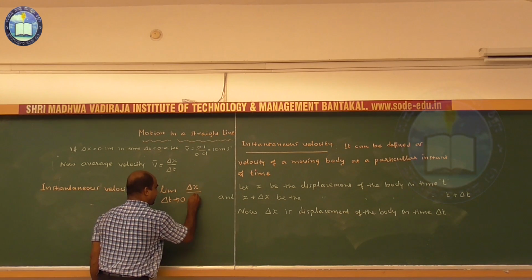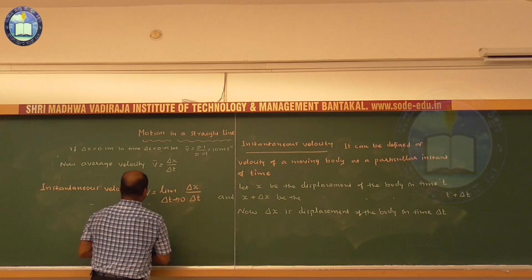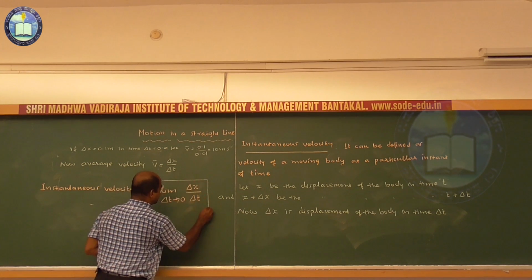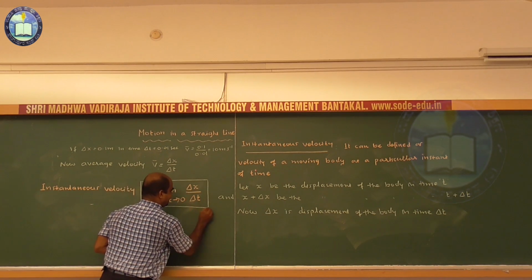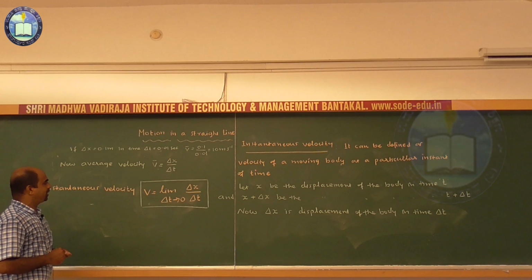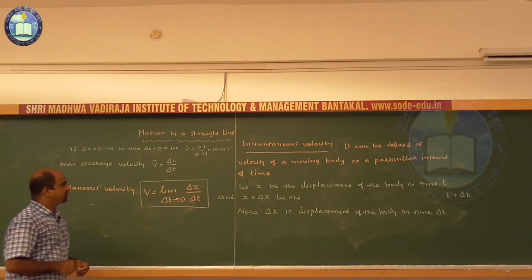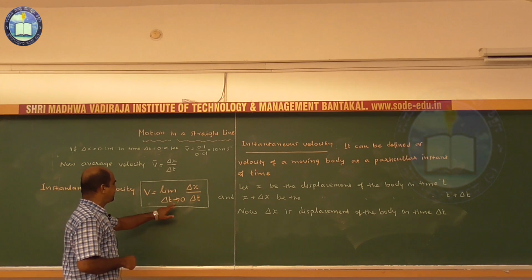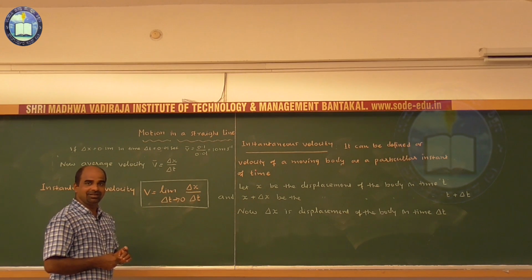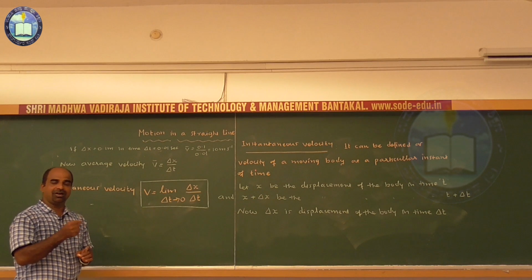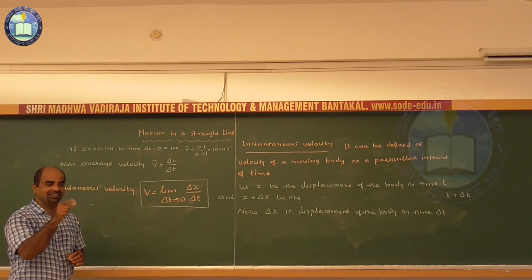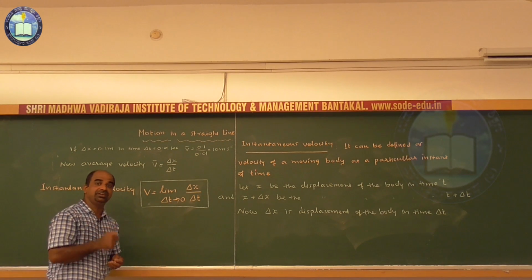divided by delta t. Delta x by delta t is the mathematical formula used to represent what, student? Instantaneous velocity. Got it? As instantaneous velocity of the body is given by v is equal to limit of delta t tends to 0, delta x by delta t. Remember, speed or velocity shown in the speedometer of the vehicle is the instantaneous speed or instantaneous velocity.